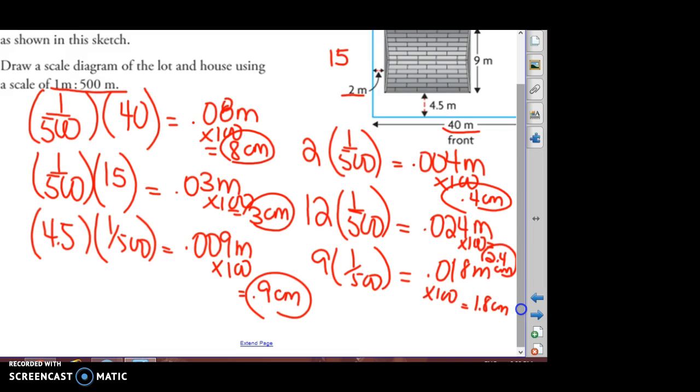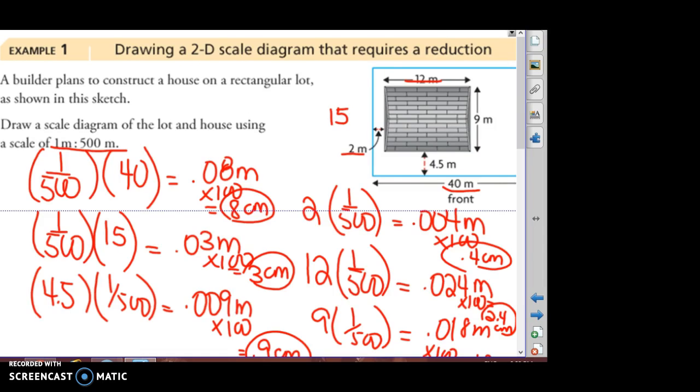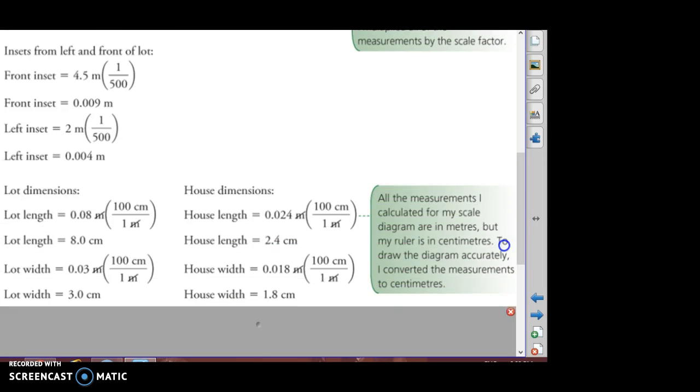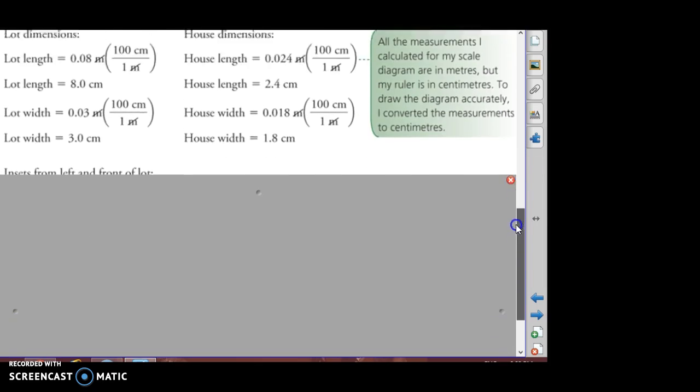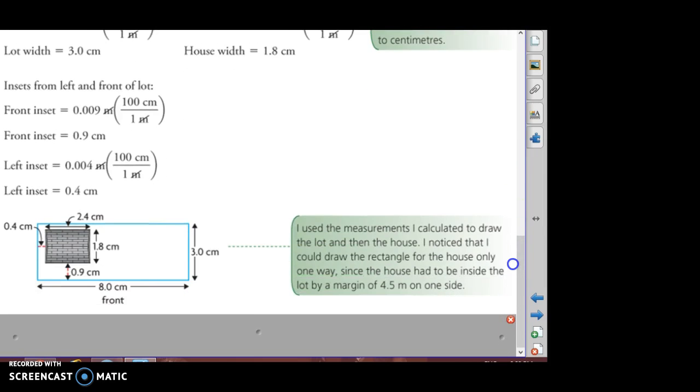Then you'll just be able to draw this picture using a ruler with the proper measurements. And this is what it would look like if you use centimeters. So that would be our scale drawing.